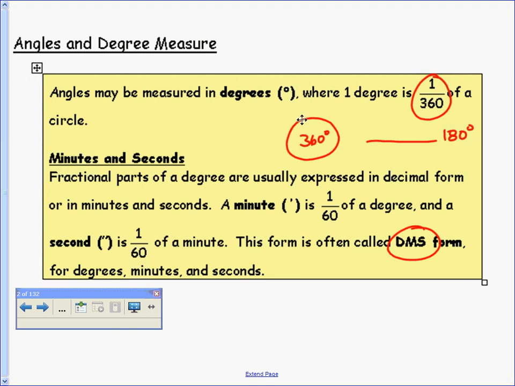When you're talking about the DMS form, it could be expressed in decimal form, or it could be in minutes and seconds. So let's say we have something like 36.75 degrees. We could also change that from decimal form to DMS form. So a minute, we need to understand, is 1/60th of a degree. And a second is going to be 1/60th of a minute. Sort of like seconds, hours, and minutes, if you think of it like that.